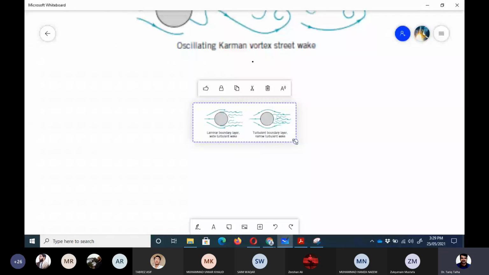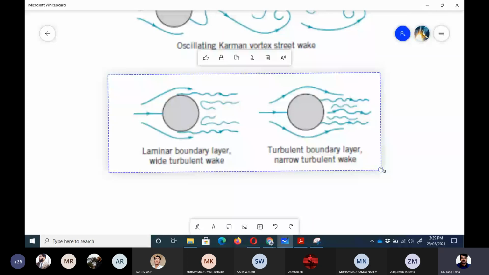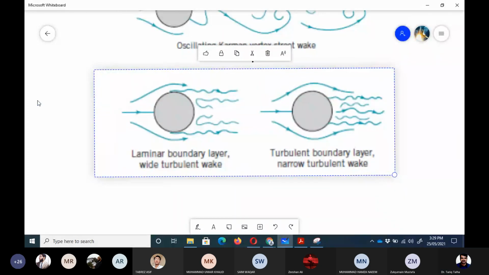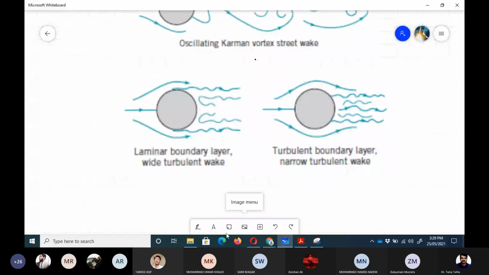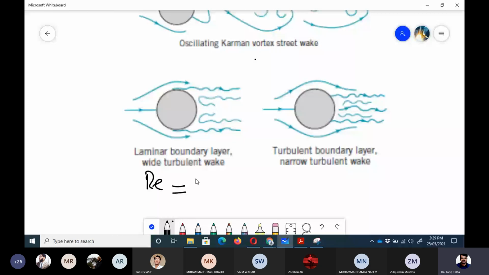Now, if we increase the Reynolds number beyond, we are talking about a range in fluid volume. So maybe for this case the Reynolds number is around 10,000, and here we can say the Reynolds number is 10 to the power 6, 1 million.